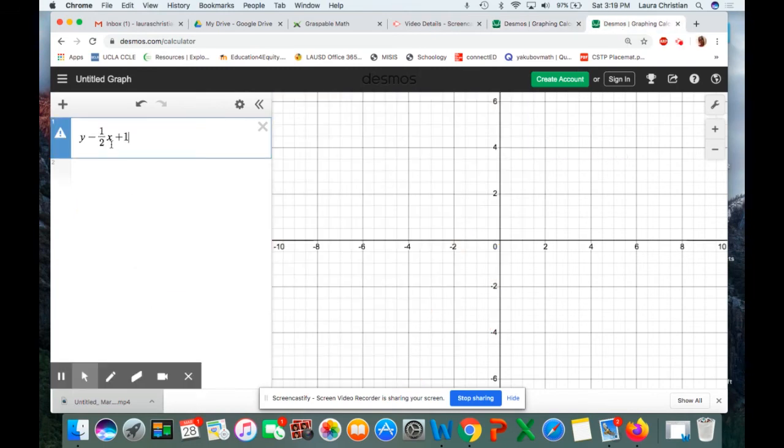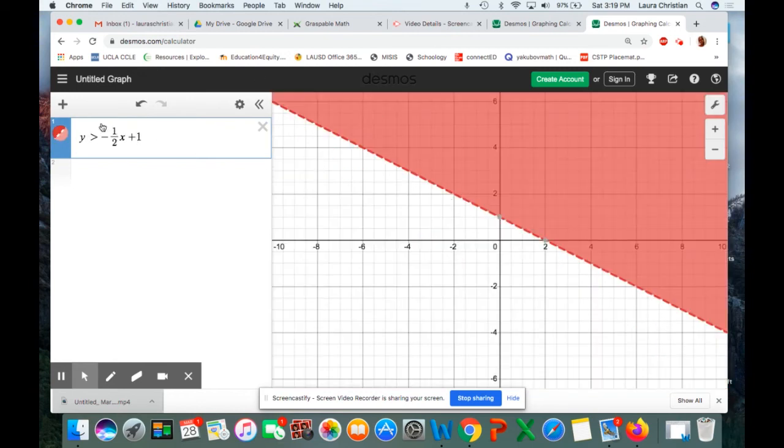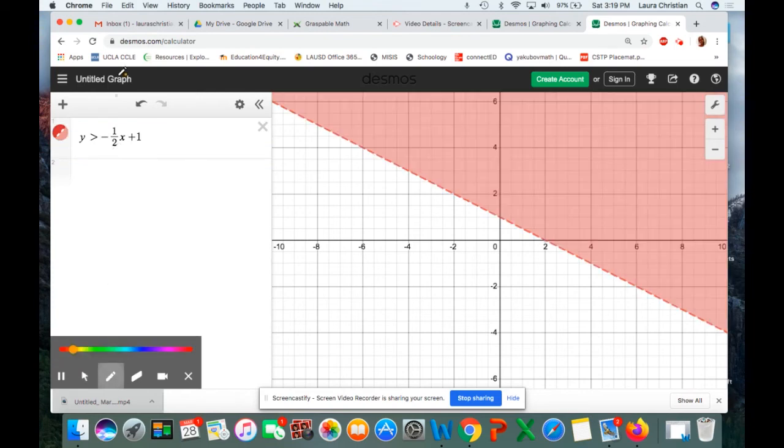So another example, let's do less than. So we have y is less than negative 1/2 x plus 1. Actually, let's make it greater than. Taking a look here, we have a dashed line because there is no equal sign, it's just greater than, so that's why we have this dashed line here. And if this is correct, (0, 0) should not be a solution.